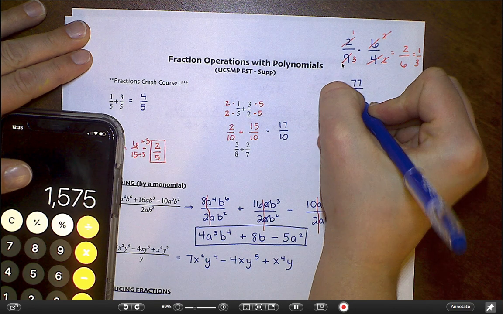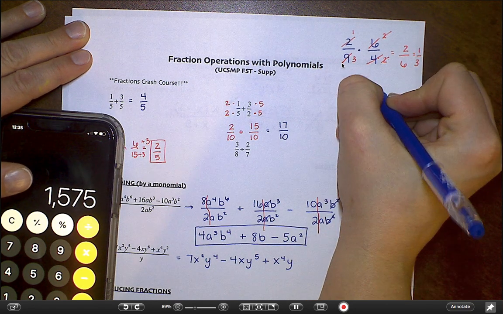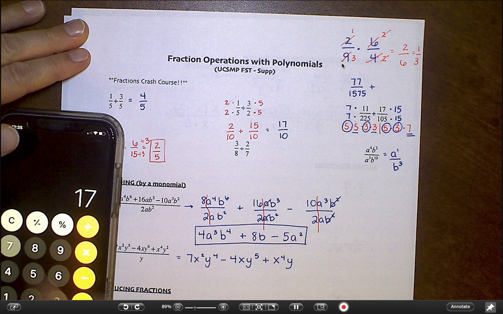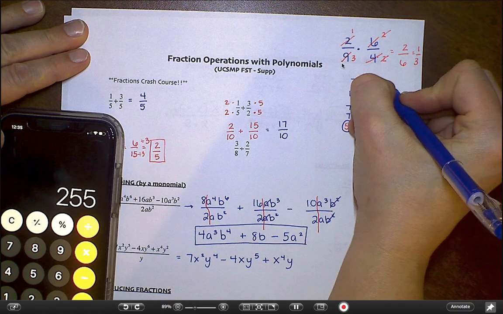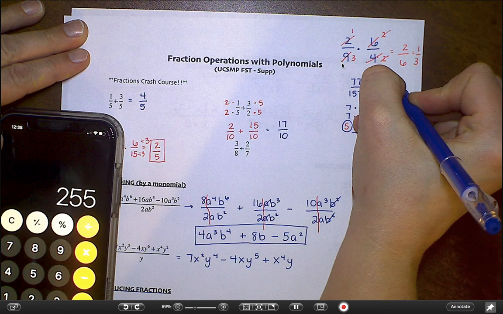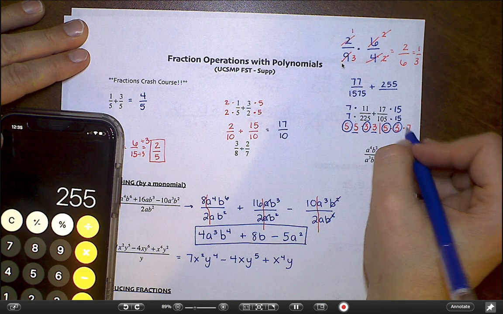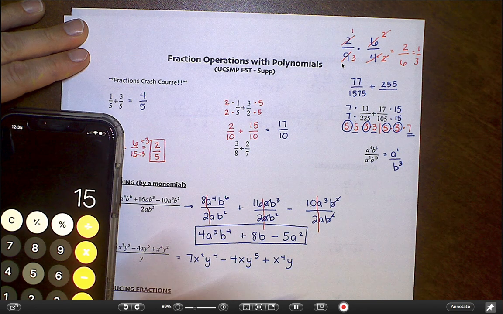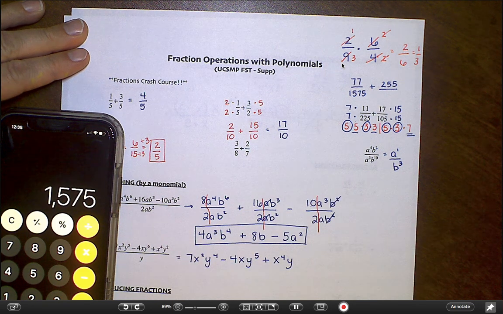1575. Plus 15 times 17 is 255 over, well, let's double check this. 105 times 15 should work out to be 1575. It does.